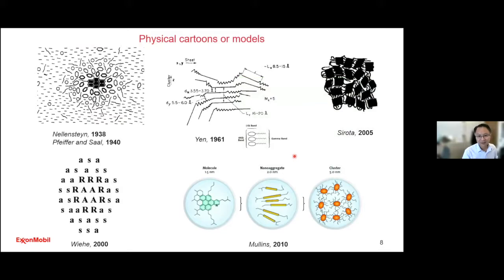Many structures have been proposed. Here I classified them as physical models or chemical models. Physical models are based on physical principles, on assumptions from things like XRD, the lattice, and rods, discs, and dots. For example, the Nellensteyn paper model before World War II, and the Yen model in 1961, and many others. So it's very important to understand what each model means. Some models, like the Yen-Mullins model, incorporate chemical structure and physical properties.